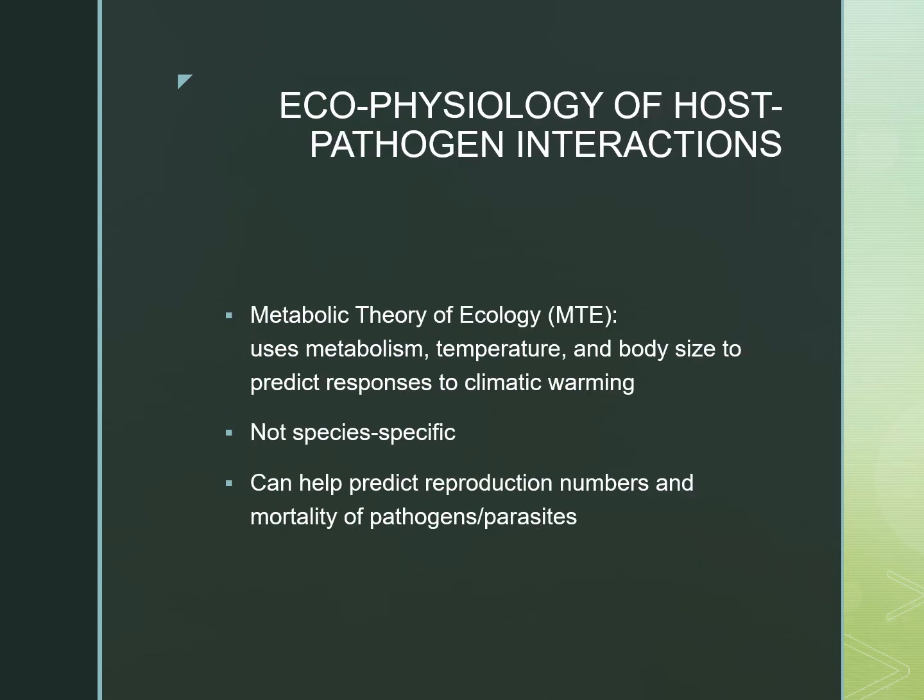Okay, so the model used to predict the effects of climate and global warming on disease and epidemiology is the metabolic theory of ecology. This uses metabolism, temperature, and body size of the different hosts to predict responses to climatic and global warming. It is not species specific, and this can help predict the reproduction numbers and mortality of pathogens and parasites. This model also talks about the trade-offs with different populations and how this can affect their population numbers and mortality.